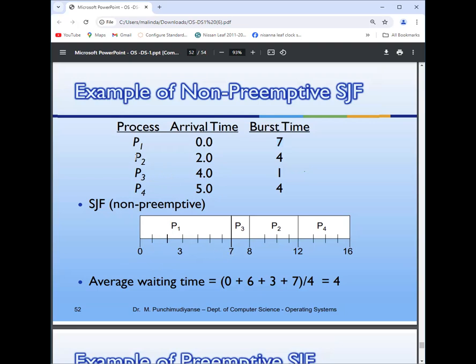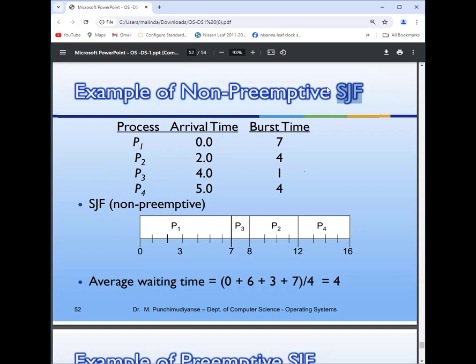Then, P2 came at 2 milliseconds, P3 came at 4 milliseconds, and P4 came at 5 milliseconds. When P1 finishes at 7, all three processes are in the queue, competing for the CPU. Now, the concept is shortest job first, right? So which one has the shortest time?